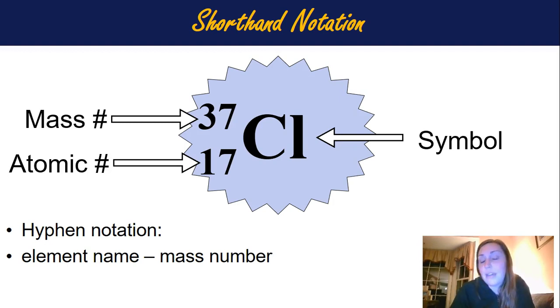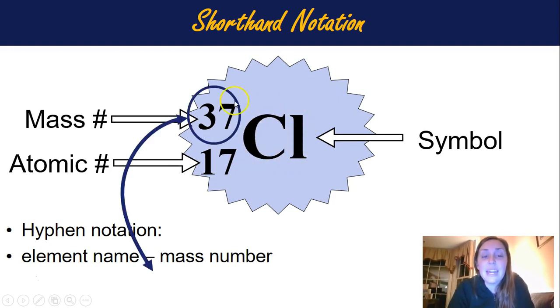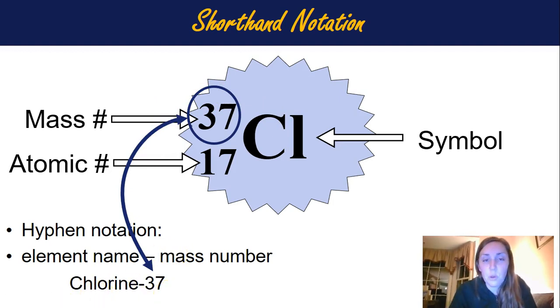The way you use hyphen notation is with a hyphen, which is those little dashes in English. So you write the element's full name, not the symbol, and then you put a dash and then the mass number. If I were to write this isotope of this element in hyphen notation, I would first write the element's name, which is chlorine, and then I would bring its mass number down. So this is chlorine-37.